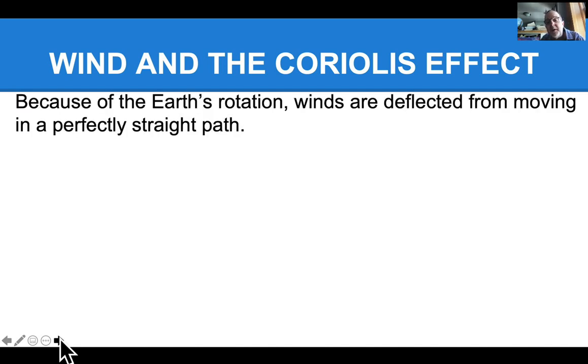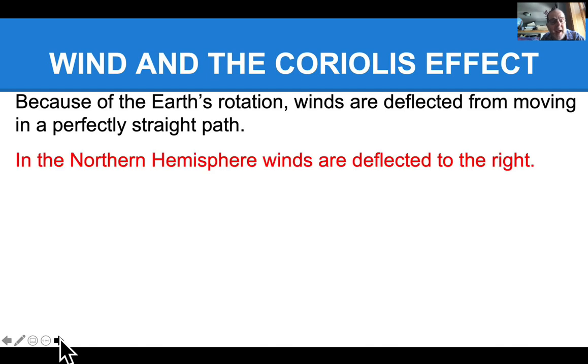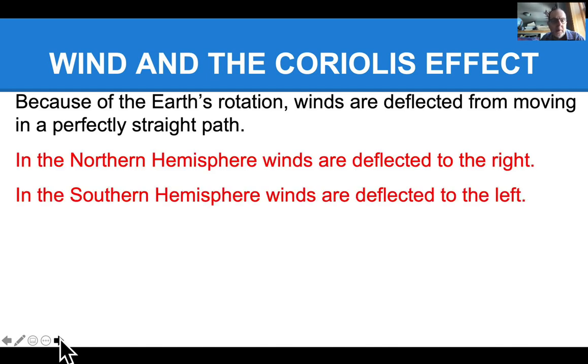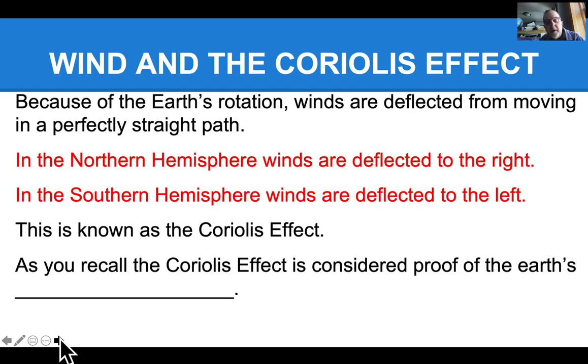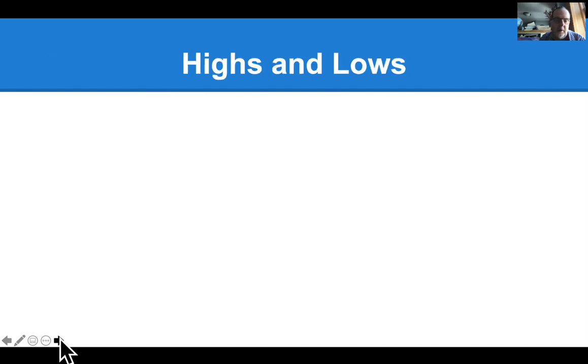Because of the earth's rotation, winds are deflected from moving in a perfectly straight path. In the northern hemisphere, winds are deflected to the right. In the southern hemisphere, winds are deflected to the left. This is known as the Coriolis effect. As you recall, the Coriolis effect is considered proof of the Earth's rotation.